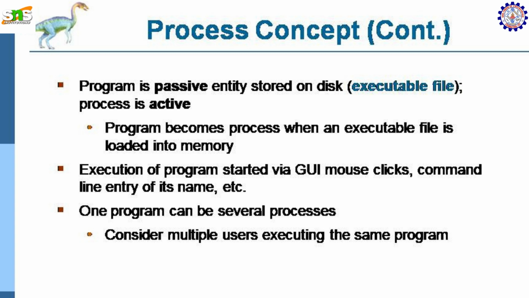A program is a passive entity stored on disk, while a process is an active entity. A program becomes a process when an executable file is loaded into memory. Execution of a program is started via mouse clicks, command line entry of its name, etc. One program can be several processes. Let us consider multiple users executing the same program.